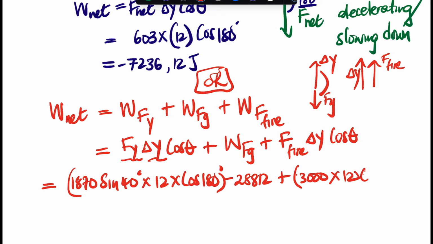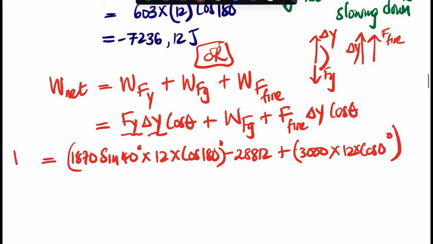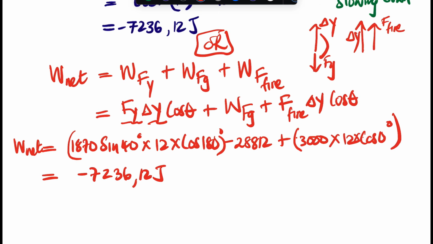So it's going to be times cos 0 degrees, right? So the work net here is going to be the same answer, which is negative 7,236.12 joules. I hope that makes sense, guys.